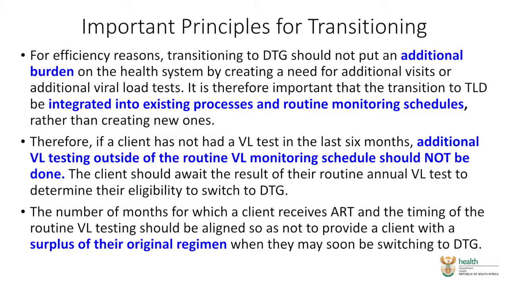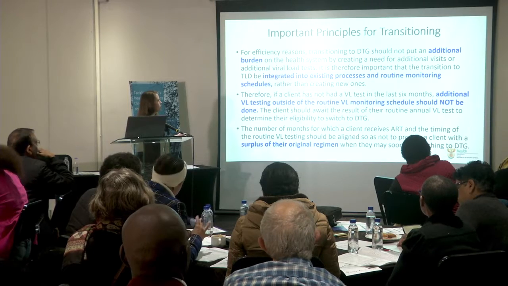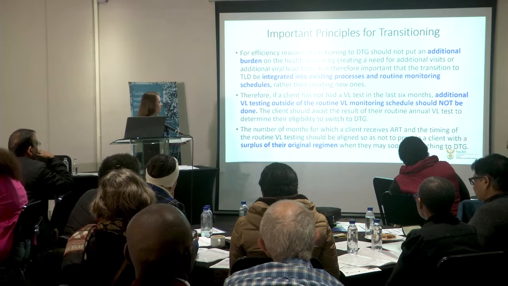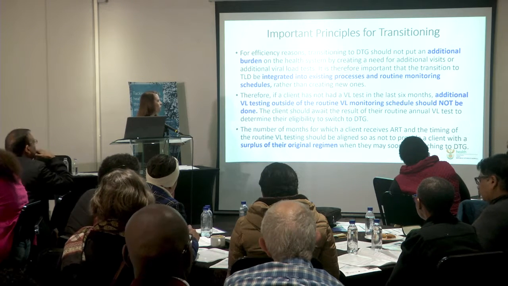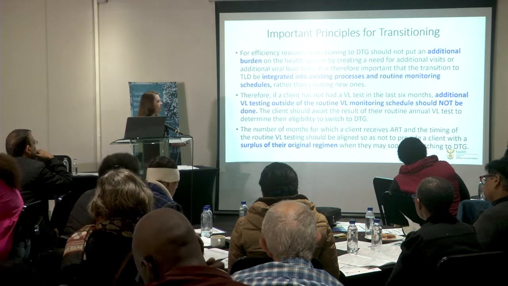From a programmatic aspect, we don't want to create extra burden on our healthcare system. So we aren't doing, as I said before, any additional viral load testing. We are continuing on our routine viral load testing as we were, and then we will change the people who qualify to change. So if a client has not had a viral load test in the last 6 months, additional viral load testing should not be done. And the number of months for which a client receives ART and the timing of the routine viral load testing should be aligned so as not to provide a client with a surplus of their original regimen when they are soon to be switching.